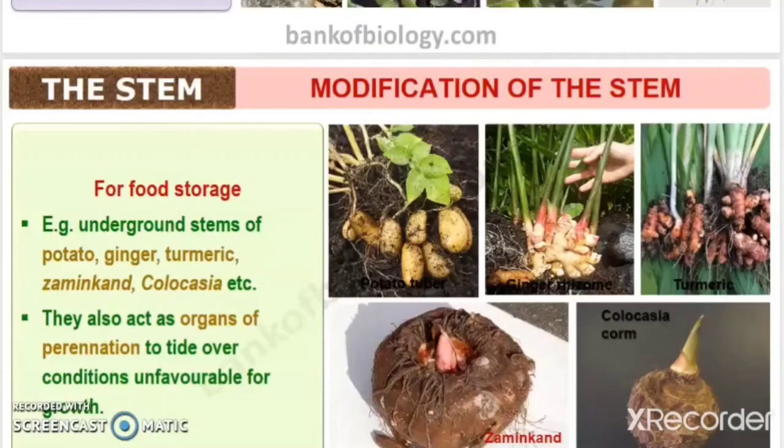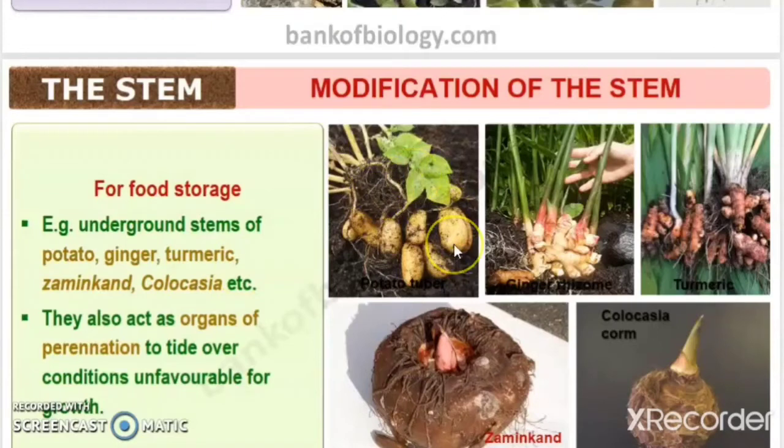See how the food storage is done with the help of the modified stem. So examples of the food storage which we see in modified stem are the underground stems, and these underground stems are seen in plants like potato, ginger, turmeric, zamindkand, then colocasia. Okay, so these are the examples of plants which have the food stored in their underground stem.